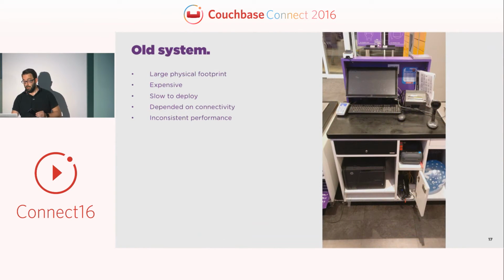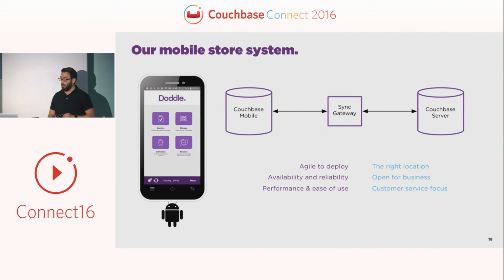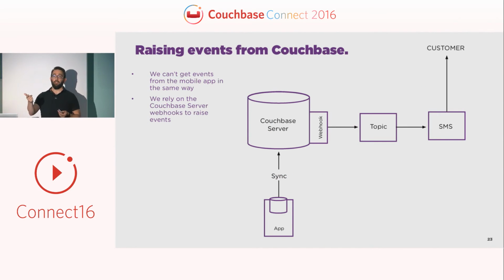So there was our old system. In fact, it was big, it was more expensive, it was harder to deploy. But the key pain point for us was that when we struggled to provide quality network connections into our locations, we either got slow performance or we got no performance. Instead, we've moved to a mobile store system, a component that texts the customer to say, right, your thing's in store, come and collect it.